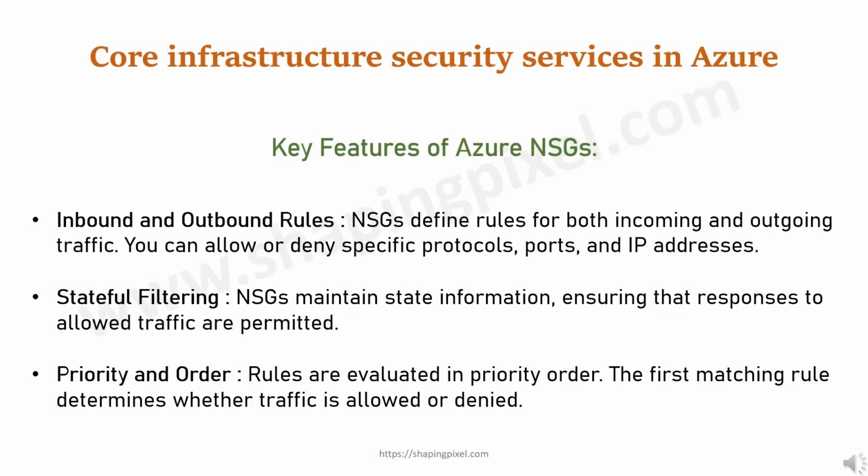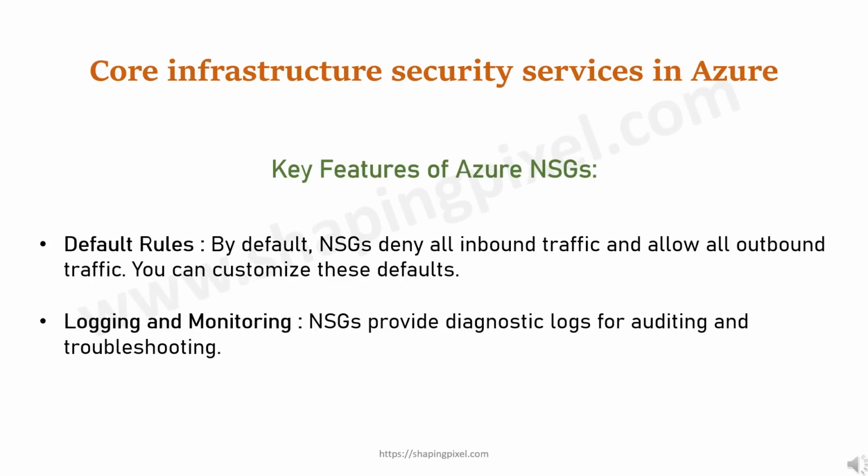Priority and order. Rules are evaluated in priority order. The first matching rule determines whether traffic is allowed or denied. Default rules. By default, network security groups deny all inbound traffic and allow all outbound traffic. You can customize these defaults. Logging and monitoring. Network security groups provide diagnostic logs for auditing and troubleshooting.